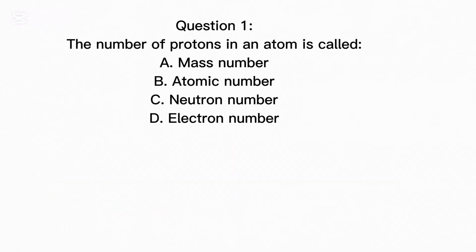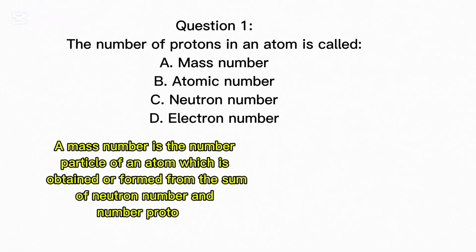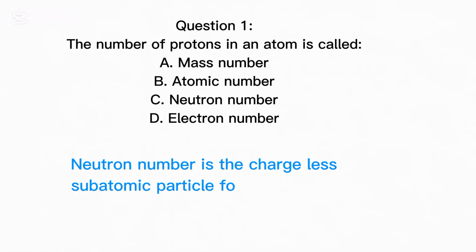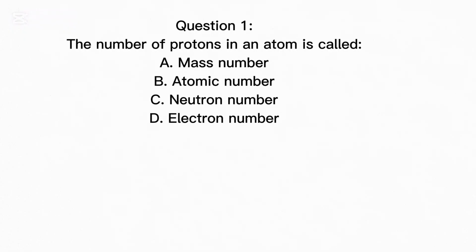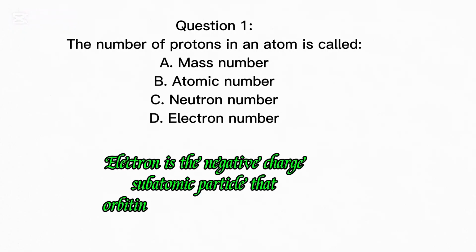Then let's see what mass number is. A mass number is the number of particles of an atom, which is formed from the sum of the neutron number and the number of protons. The third option is neutron number. A neutron is a chargeless subatomic particle that forms part of the nucleus of an atom. The last one is electron number, which is the number of negatively charged subatomic particles of an atom.